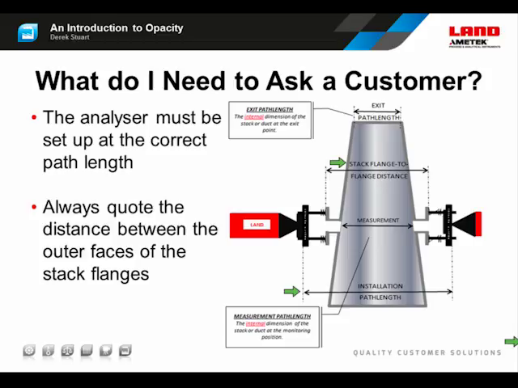And an error of 1% in that installation path length will generally result in an error of approximately 1% opacity. So it is important to get this path length accurate. The ASTM D6216 allows an installer to install an opacity monitor where the dimensions are wrong by 2%. So if it's a 20-foot path length, you need to be accurate to 0.4 feet, which is about 4 inches.